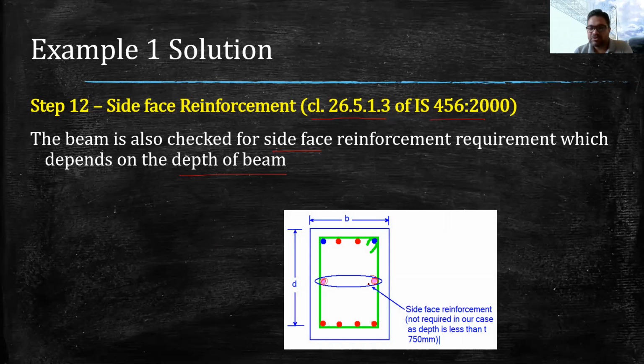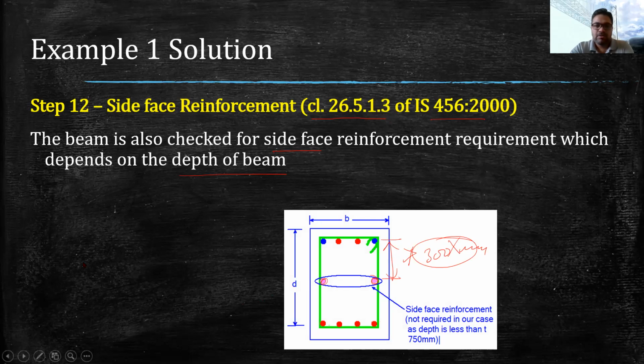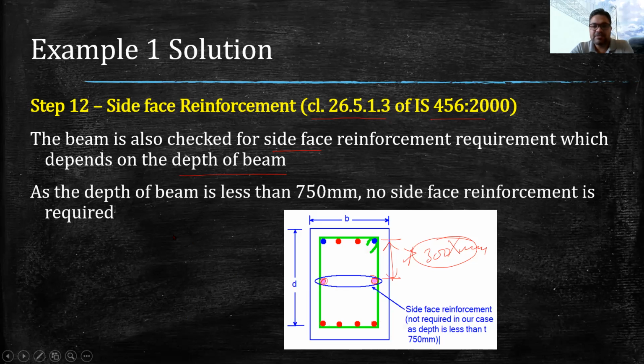And by chance if it was required, then we provide reinforcement on both faces equally, and their spacing should not be more than 300 mm. But because side face reinforcement is not required in our case, I'm not considering all these things. I'm just explaining this so that you understand how side face reinforcement is provided. As the depth is less than 750, no side face reinforcement is required in our case.